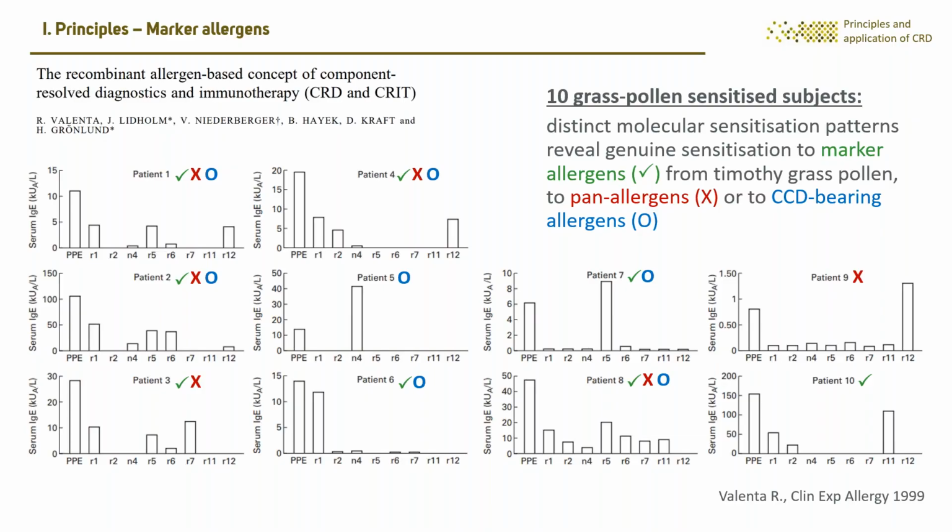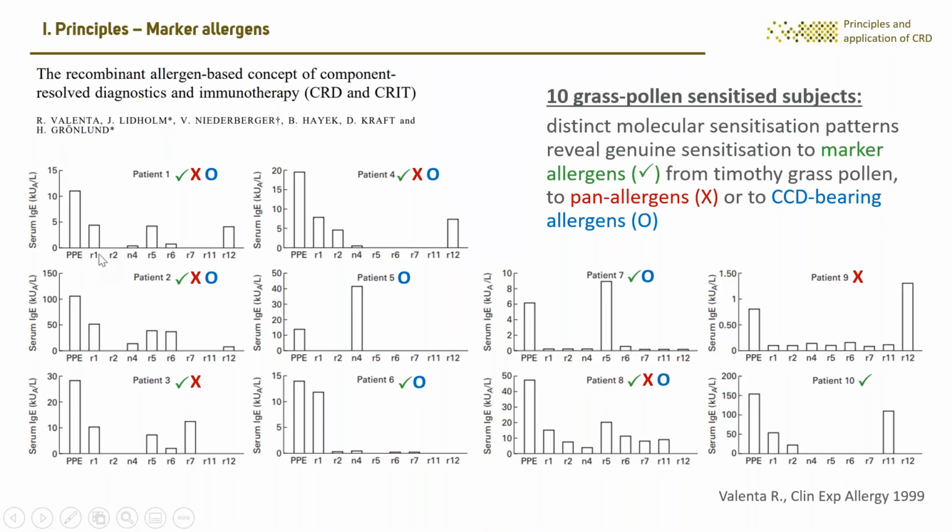So here I show you examples of 10 different grass pollen allergic subjects. If each chart represents the sensitization pattern of one patient, here on the x-axis you see the different allergen molecules from timothy grass, Phl p 1, Phl p 2, Phl p 4, and so on. Here the first bar represents the result obtained with the timothy grass pollen extract. And if you look at these patterns, you see that they are completely diverse.